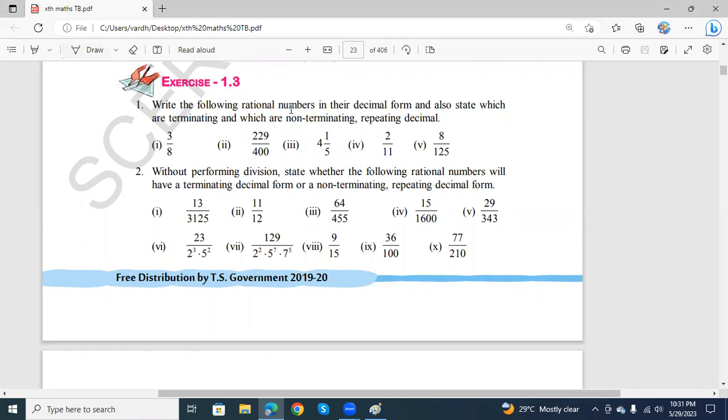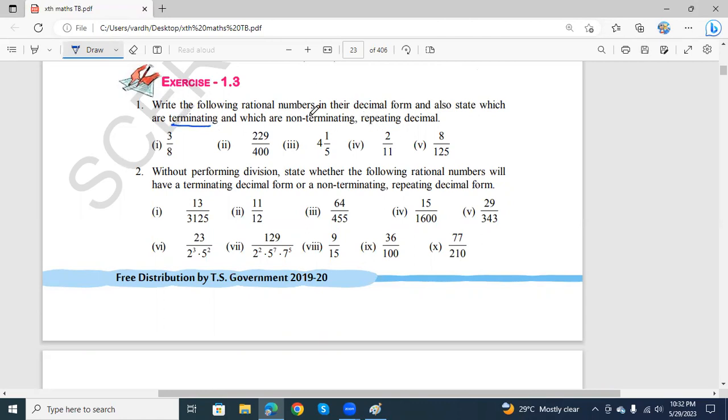Write the following rational numbers in their decimal form and also state which are terminating and which are non-terminating repeating decimal. So they're saying these are rational numbers, p by q form, right? These numbers we need to put into decimal form, and also we need to state which are terminating and which are non-terminating repeating decimals.